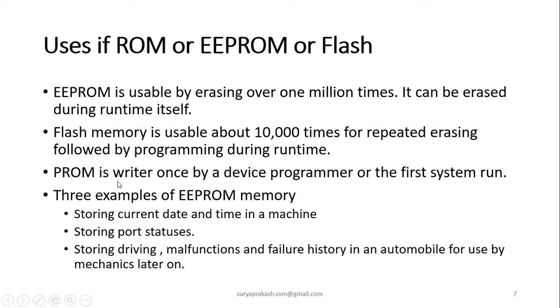The programmable read-only memory is written once, by a device programmer or by the first system run. Three examples of electrically erasable programmable read-only memory use are storing the current date and time in a machine, storing the port statuses, and storing driving malfunctions and failure history in an automobile for use by mechanics later on.